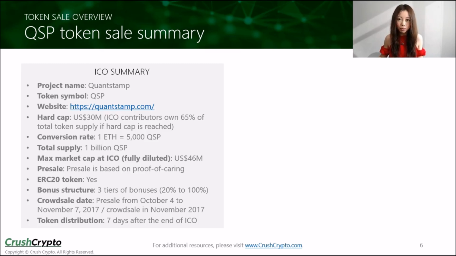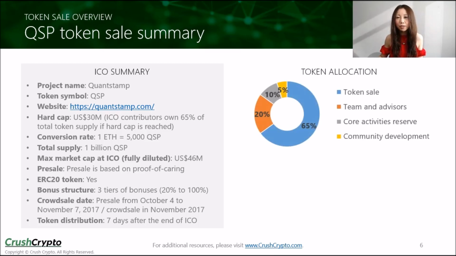The total token supply is 1 billion and the maximum market cap on a fully diluted basis is $46 million. This chart here shows how their tokens will be distributed. 65% of the tokens will be for the ICO, 20% of the tokens are for the team and advisors. The tokens for the founding team are on a 3-year vesting schedule.